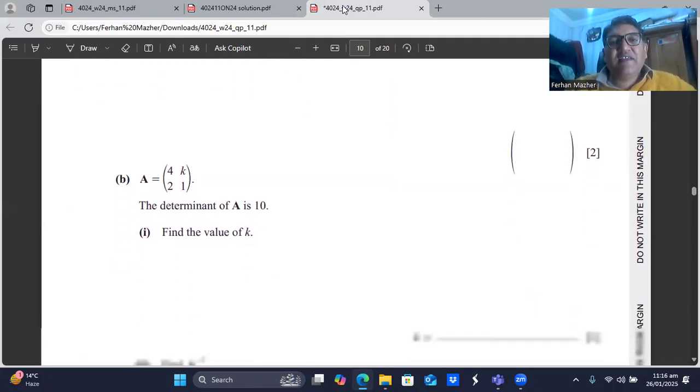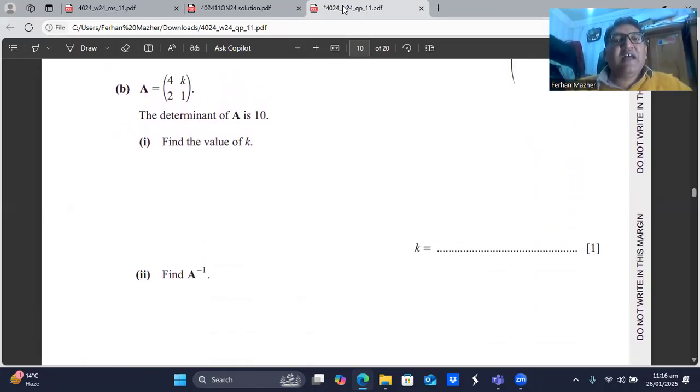Okay, then the question is, this is the B part of question number 16, and it says, given that we have a matrix A given here, which is 4, K, 2, and 1, the determinant of A is 10. Find the value of K. So its determinant is already given, that is 10.